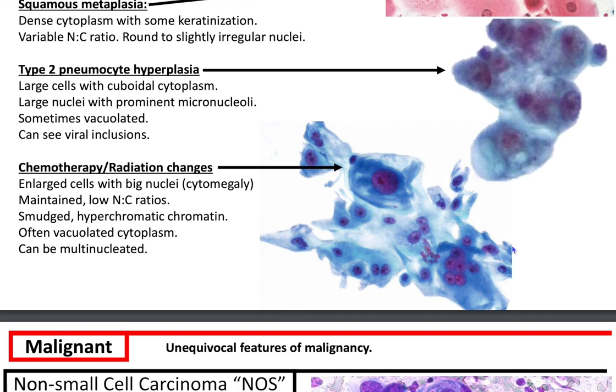And then chemotherapy radiation changes. This is where it's important to get the patient's history, where with radiation chemotherapy changes, you'll have enlarged cells with big nuclei or cytomegaly, as you can see here compared to this nucleus. However, they'll have this maintained low NC ratio. You can see smudged hyperchromatic chromatin, and they can oftentimes have a vacuolated cytoplasm and can be multinucleated.